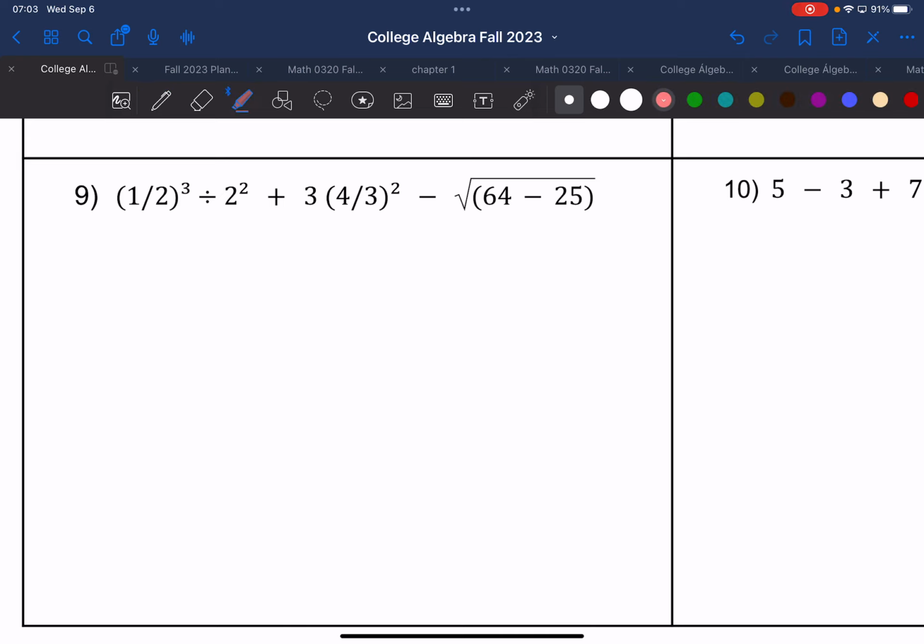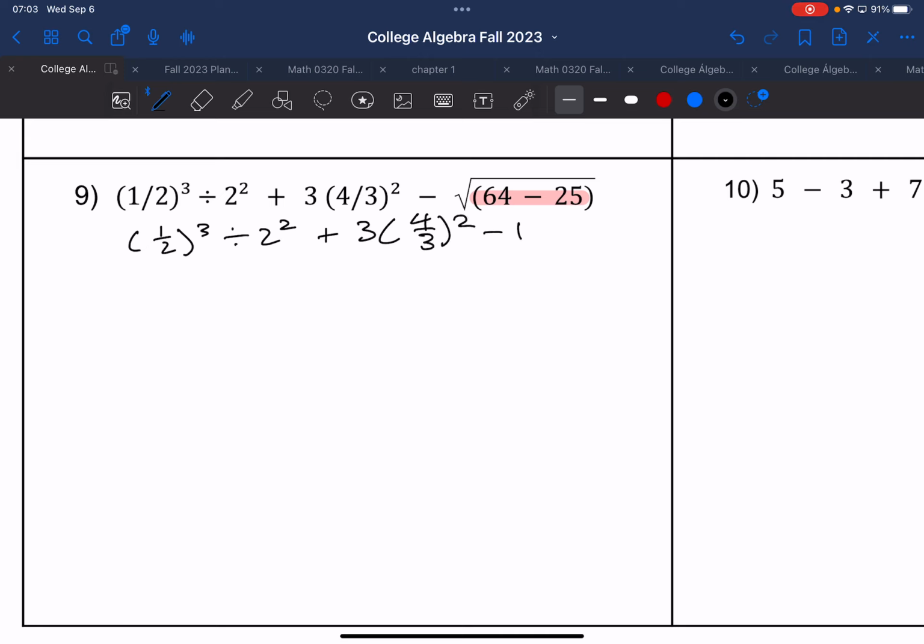So the first thing you should have done was simplify this parenthesis here. So we have 1/2 cubed divided by 2 squared plus 3 times 4/3 squared minus the square root of 64 minus 25 is 39.